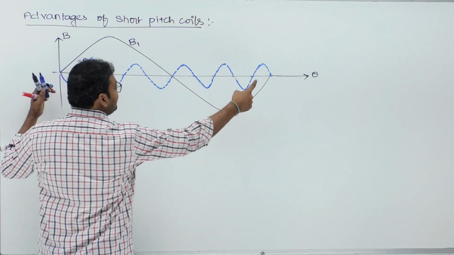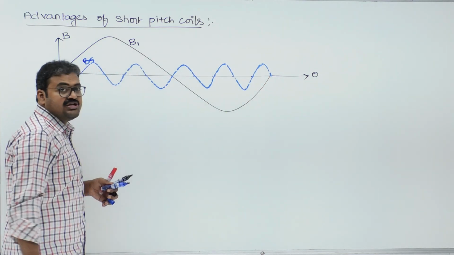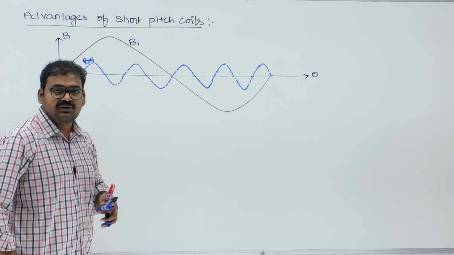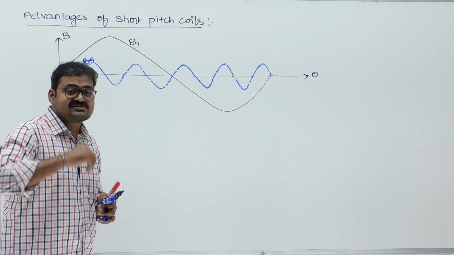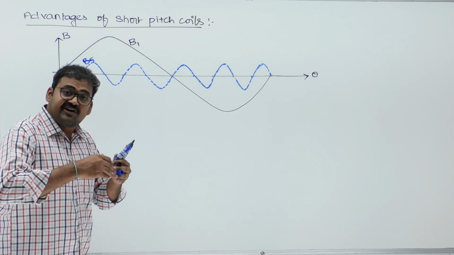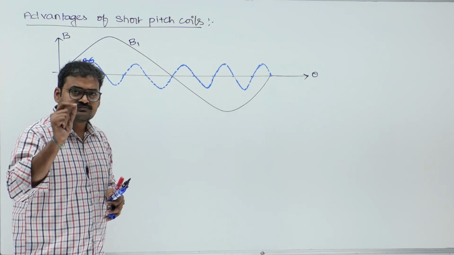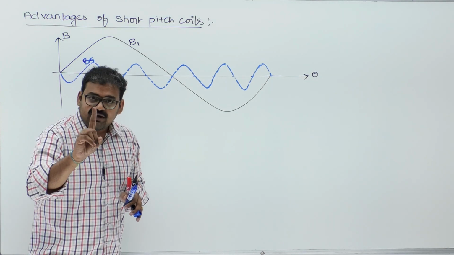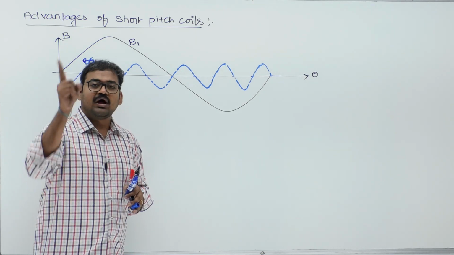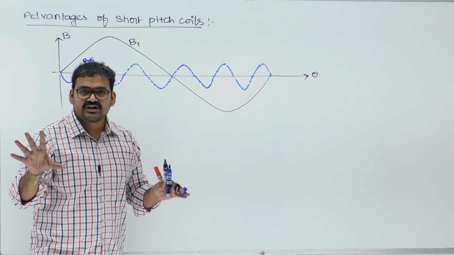Therefore, if for a fundamental component the total angle is 360 degrees for one complete cycle, then the fifth harmonic component completes 5 cycles. Therefore, what is the angle? 5 into 360 degrees. Because electrically, I told you, always remember electrical angle is important. Mathematically, electrically, one complete cycle is always equal to 360 degrees. Half cycle is 180 degrees.